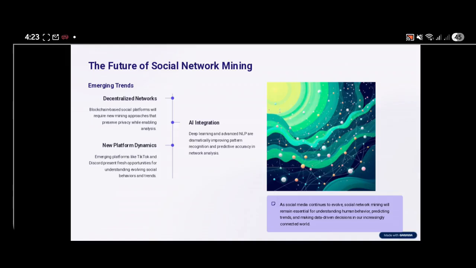As our world continues to get smaller and more connected, social network mining will remain an essential tool for understanding human behavior, predicting trends, and making data-driven decisions.